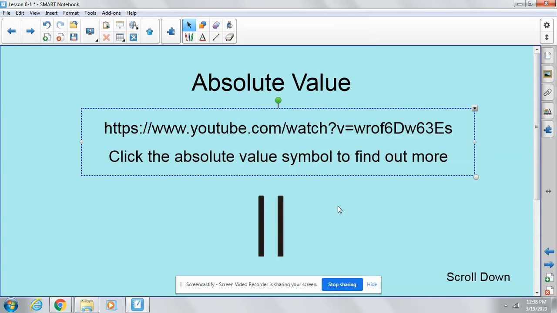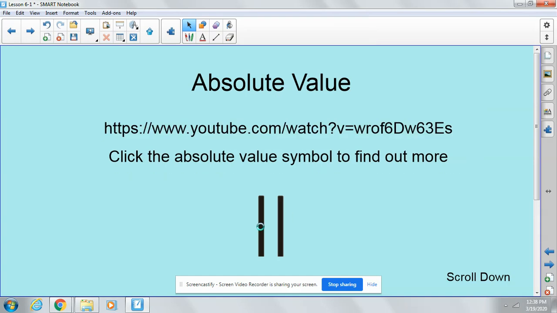All right. There's also a link that you can click on here that will take you to other examples of absolute value. And you can also practice absolute value.